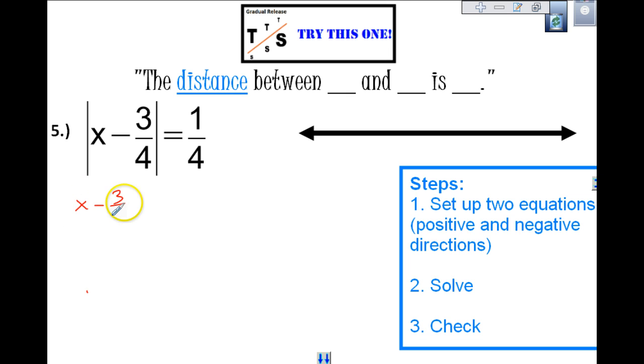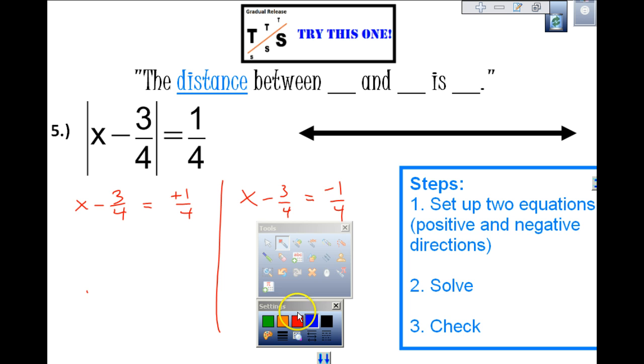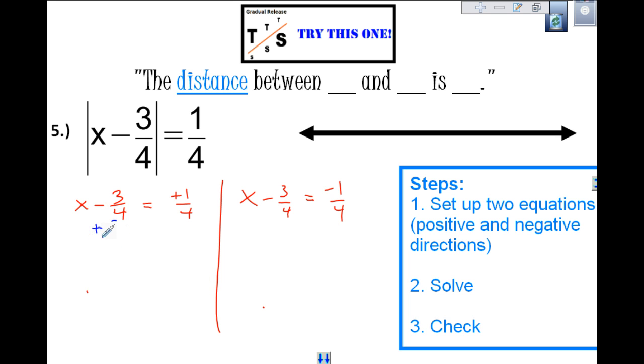So my 2 equations are here and here. So I have to add 3/4 to both sides, on both.